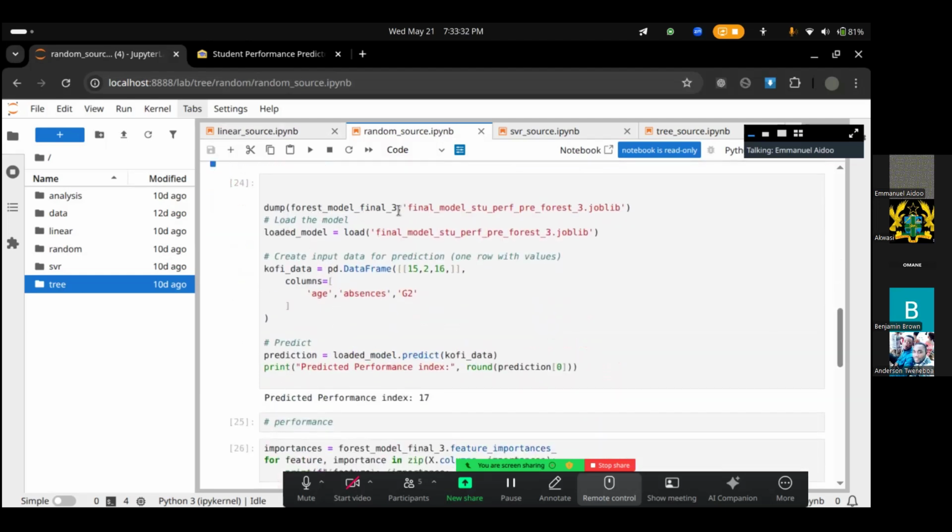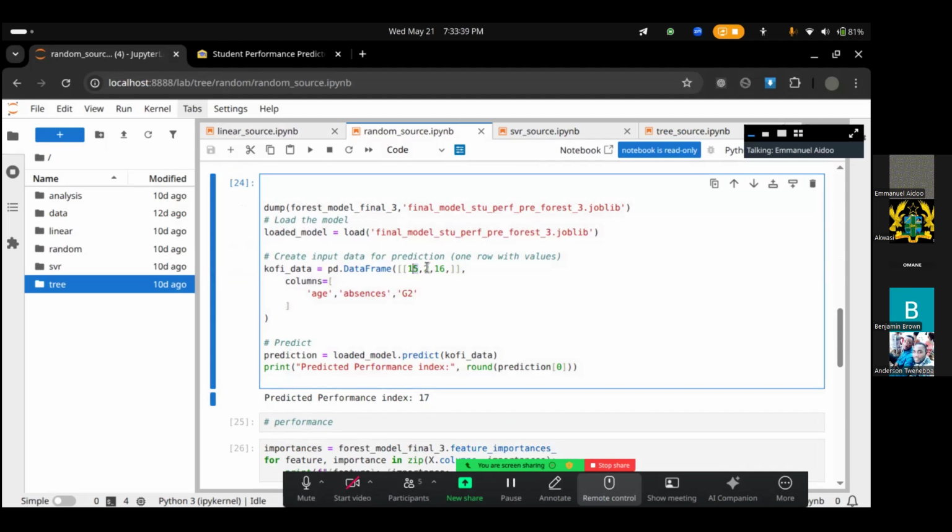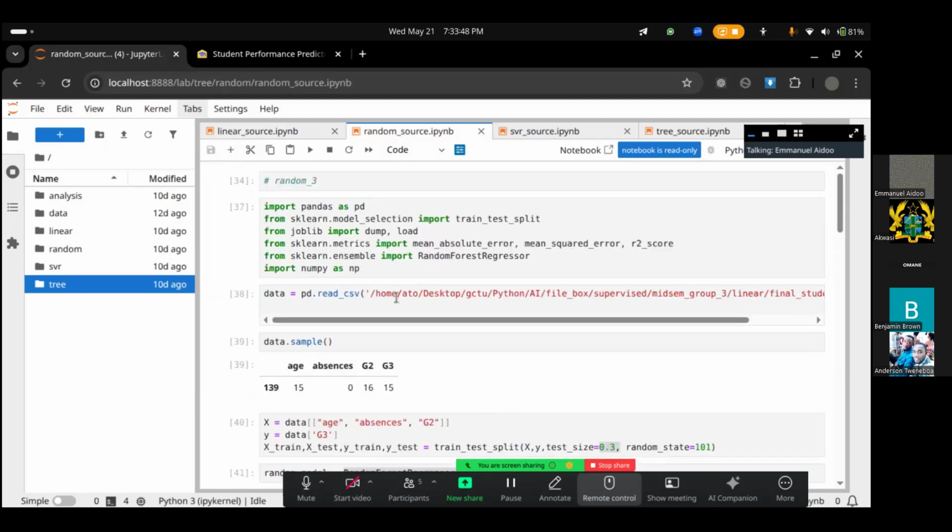We try to dump it, and then we tested it again. So after testing, we inputted the features, which is 15, 2, and 16. Now these features 15, 2, and 16 represent the age, the number of times the person was absent, and then the score the person had in the initial score. So the 15, 2, and 16 simply means the person is 15 years old, was absent twice, and then his initial score for the test was 16.